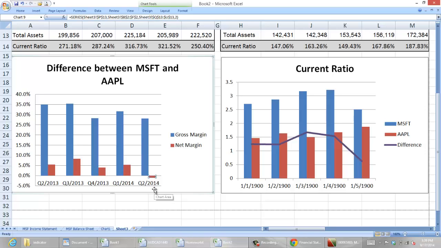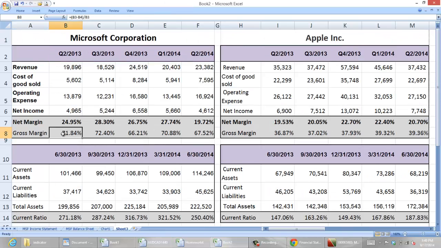But suddenly in the second quarter of 2014, Microsoft underperformed Apple. So it is not good. Market is not happy when they see that. Okay. In terms of gross profit margin, we are talking about the difference. The absolute value of gross margin for Microsoft is 71, 72, 66, 70, 67. Pretty high, right? Compared to the gross profit margin of Apple, say 30-ish, up to 40. So gross margin of Microsoft is way better than Apple.